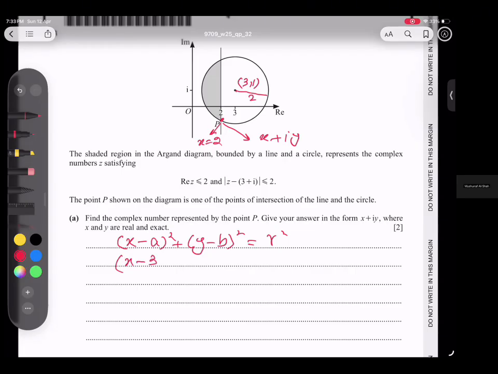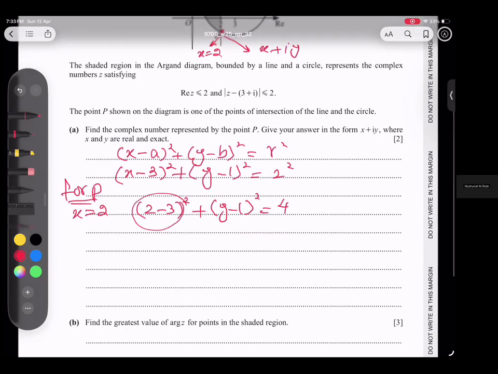We're going to plug in now. The important part, students, is that on the circle this x is given as 2. So for point P, I'm going to put x value 2. When I plug in 2 here, (2 minus 3) whole square plus (y minus 1) whole square equals 4. So this becomes 1, and 1 goes there.